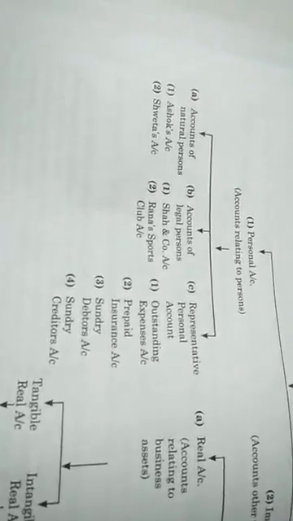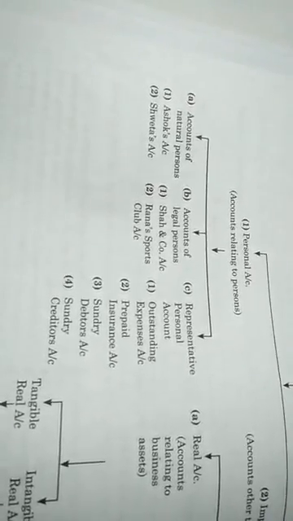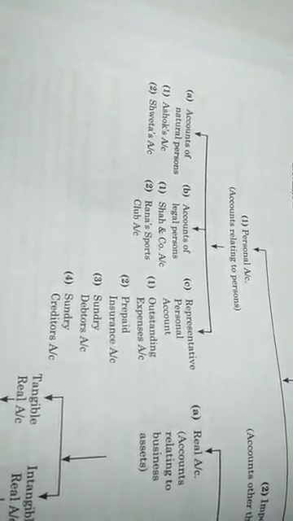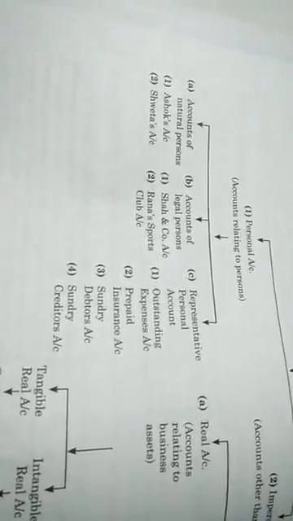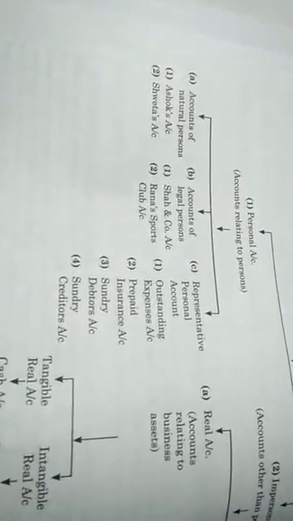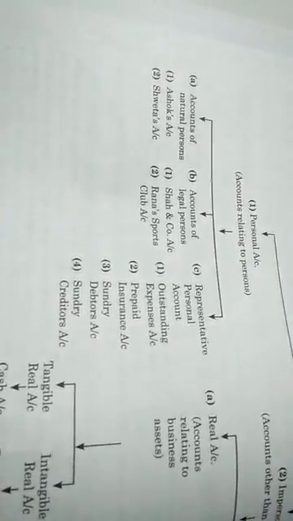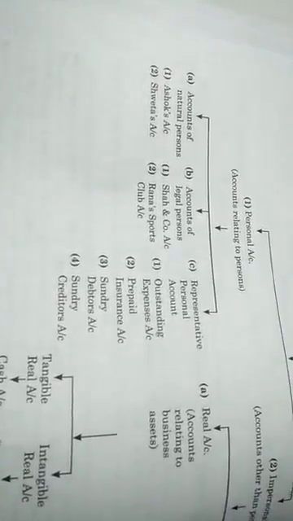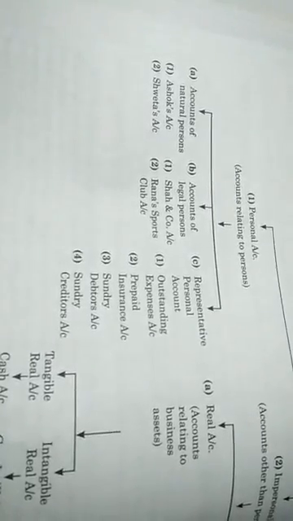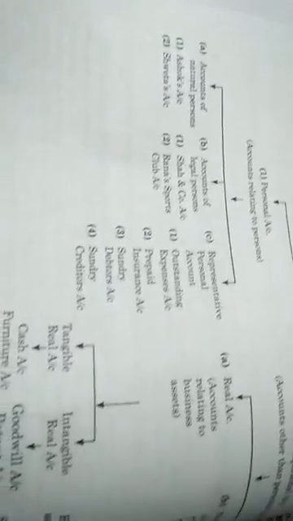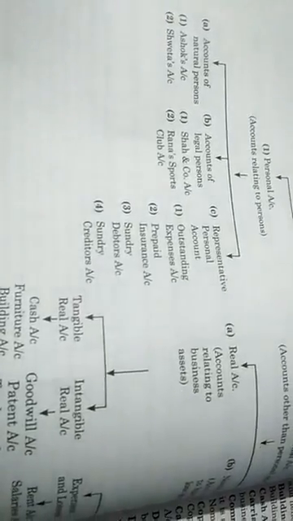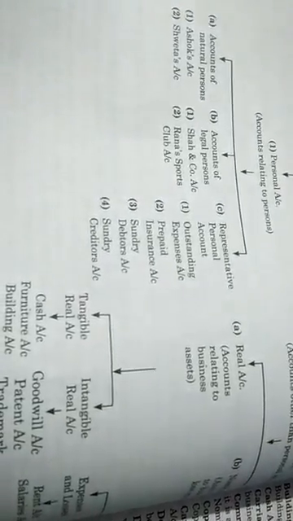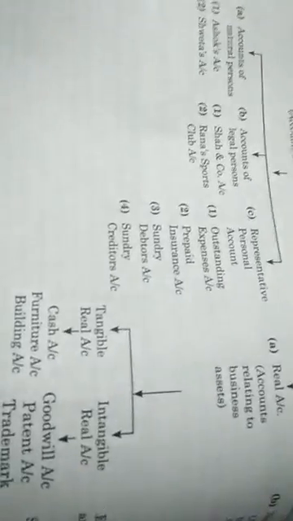Natural person accounts, for example Ashok account, Shweta account, Samir account, etc. Legal person accounts are company names, like Shah and Company, Lehman Brothers and Company account, revenue sports club account. Representative personal accounts are outstanding expenses, prepaid insurance, or sundry debtors or creditors.